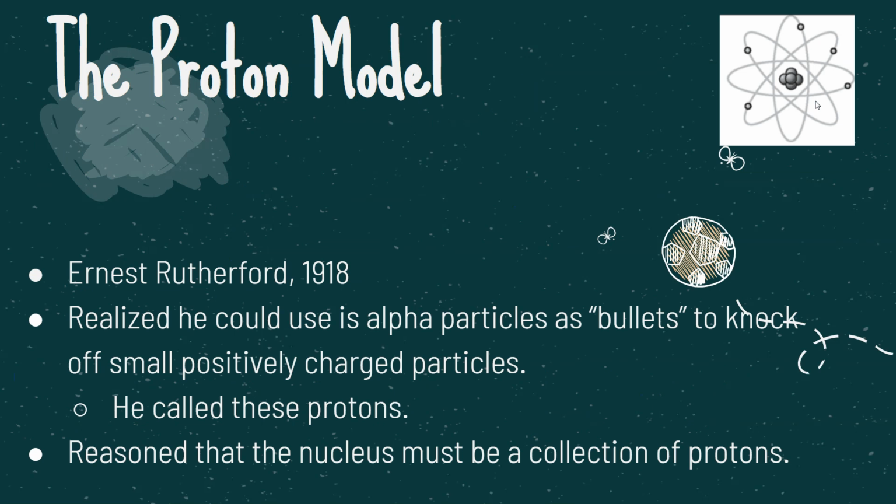Okay, proton model. Ernest Rutherford again. So he made a comeback 7 years later. He realized that he could use his alpha particles as bullets to knock positively charged particles around. So he then said, I'm going to call these positively charged particles protons. He first saw those in his gold foil experiment, and then he decided he could use this to his advantage. He reasoned that the nucleus must be a collection of protons, okay?